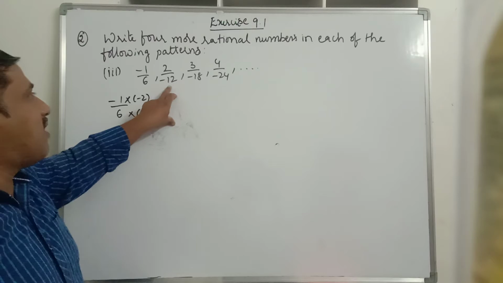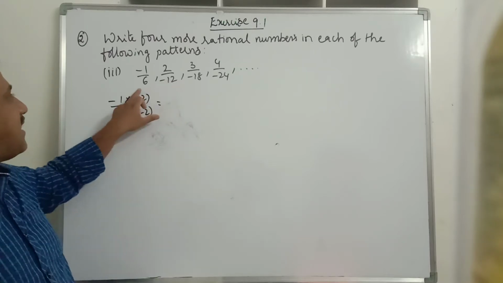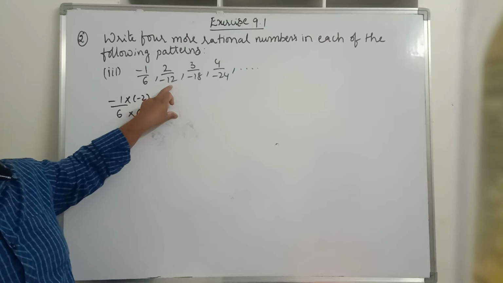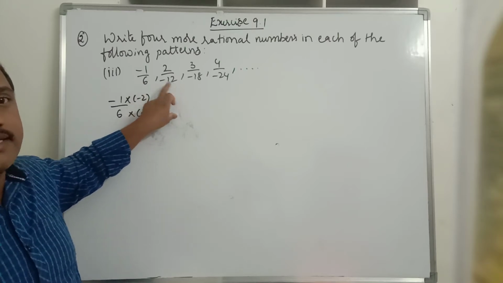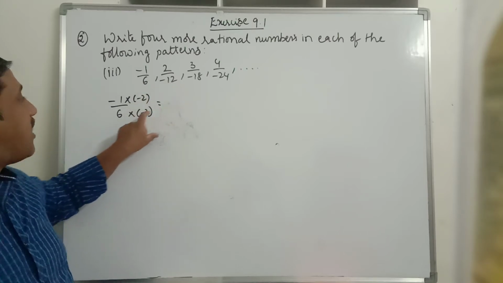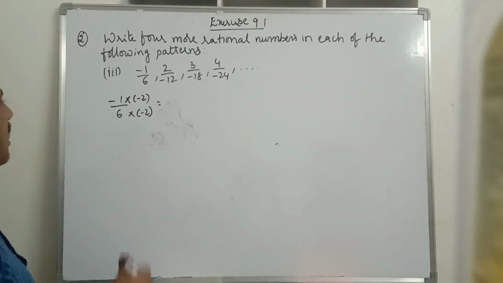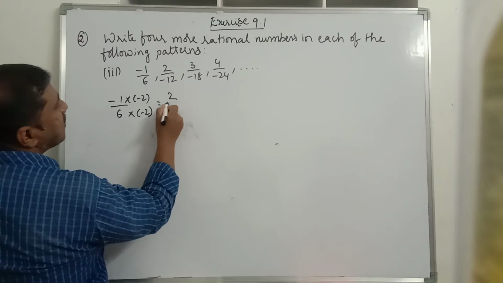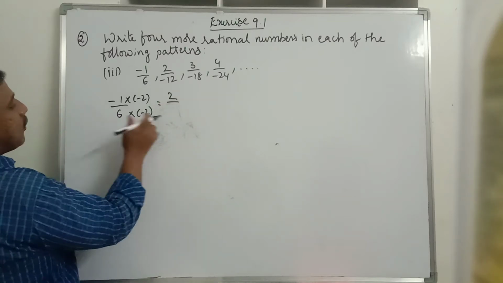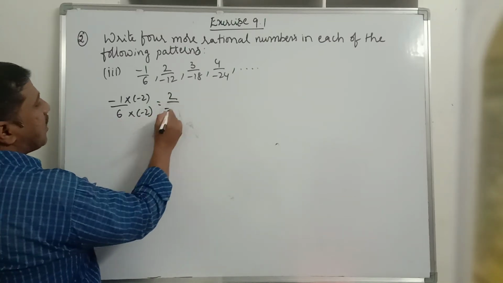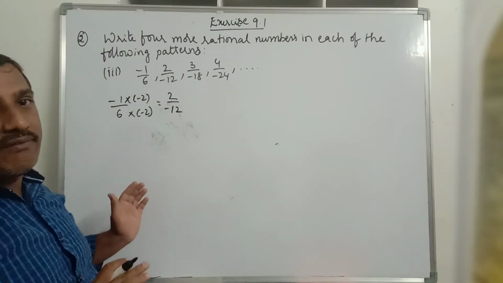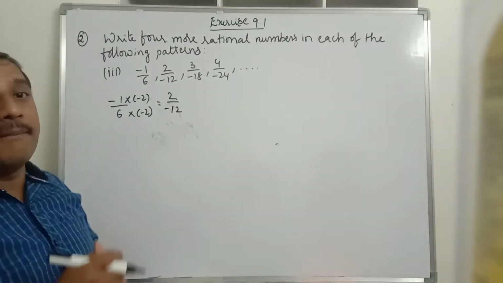See, in the denominator we have minus 12. When 6 is multiplied with a negative integer, we will get a negative integer as the product. So to get 12, 6 is multiplied with 2. That's why we are multiplying with minus 2. Now what we get? Minus into minus is plus, 1 into 2 it is 2, divided by plus into minus, minus, 6 into 2 it is 12. So we got the second rational number by multiplying both numerator and denominator with minus 2.